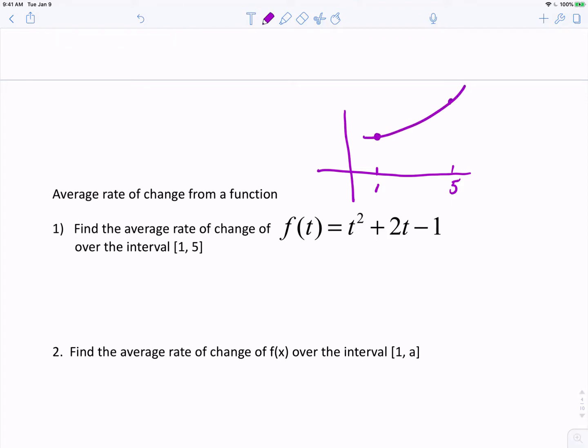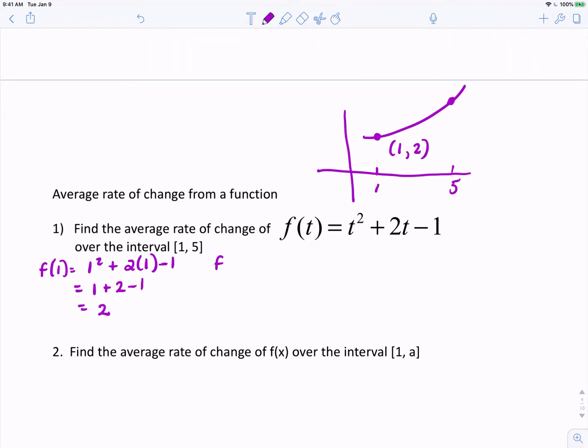And so what we'd like to do is find the slope between the 2 points where t is 1 and where t is 5. So the first thing we're going to do is find out what f of 1 is equal to. So f of 1 is 1 squared plus 2 times 1 minus 1, or in other words, 1 plus 2 minus 1, which gives us a value of 2. So we know that this point here is 1, 2.